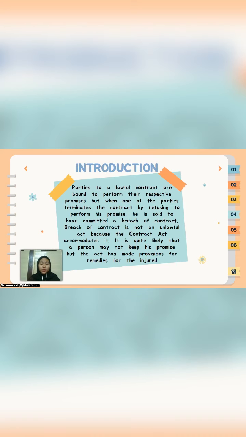For remedies for breach of contract, the parties to a lawful contract are bound to perform their respective promises. But when one of the parties terminates the contract by refusing to perform his promise, then he will have committed a breach of contract. Breach of contract is not an unlawful act, and the Contract Act accommodates it. It is quite likely that a person may not keep his promise, but the Act has made provision for remedies for the injured.